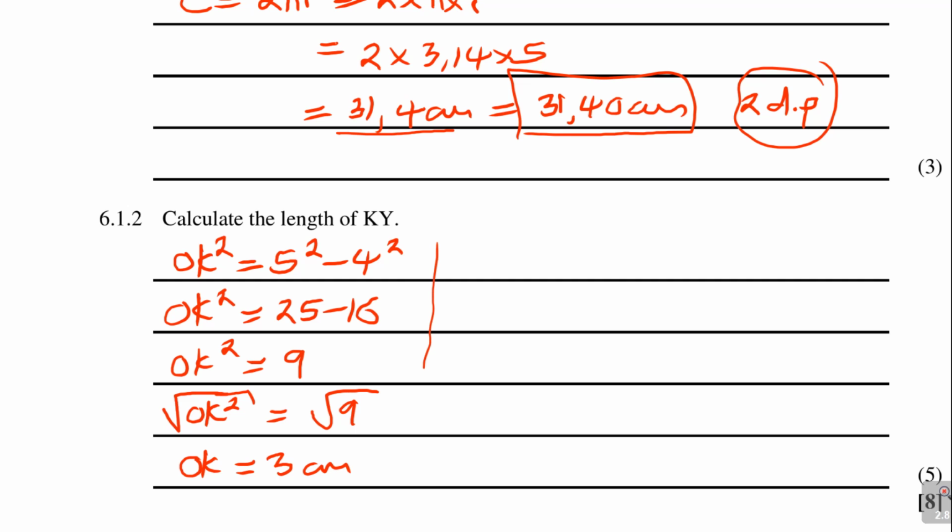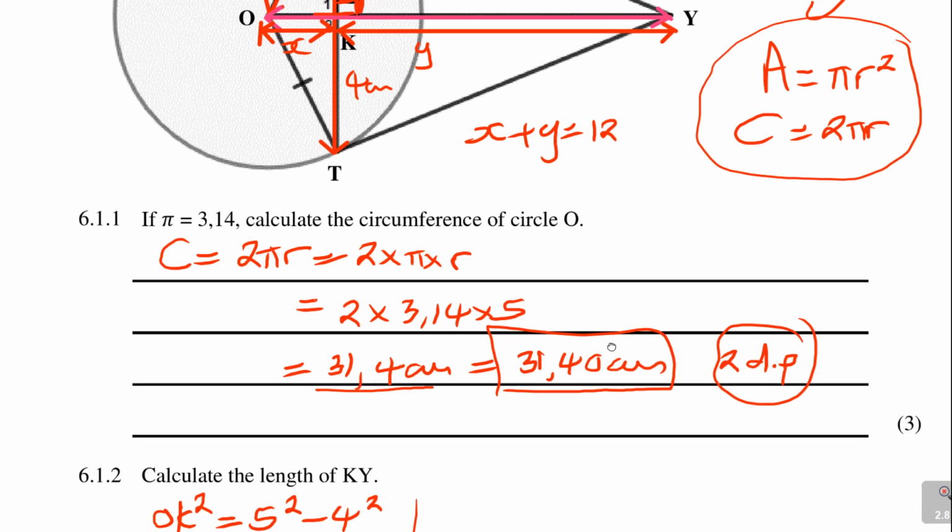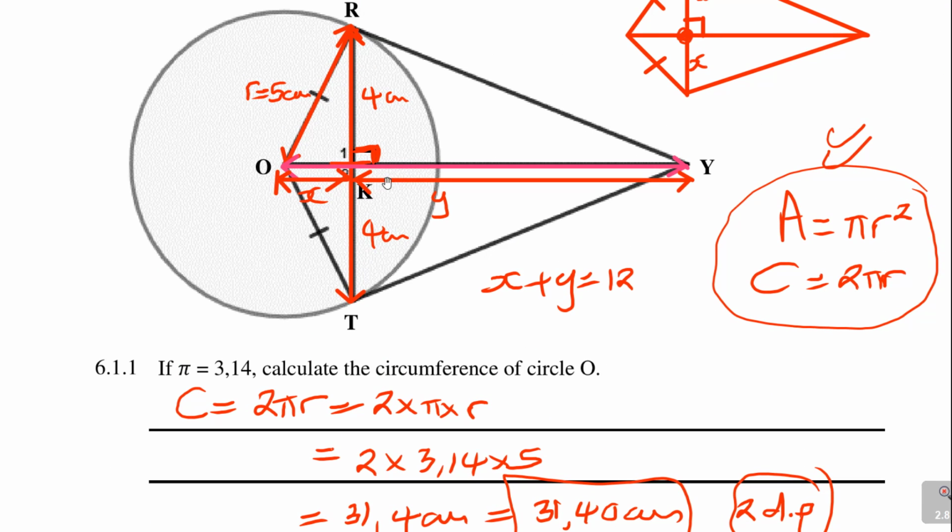But guys, that's not the end. You just found OK from here to here. Let me erase here. There is the K. You just found OK. But we know OY is what? It is 12. So you just subtract. Remember, if you want KY, it is the bigger one, OY minus OK. Do you see what I'm trying to say?